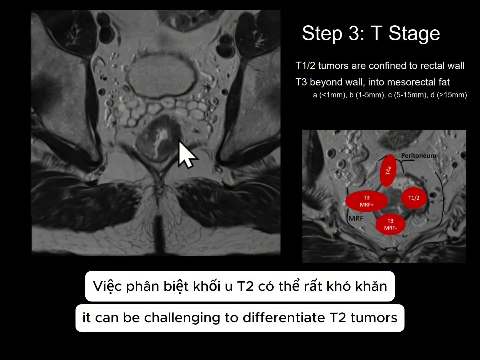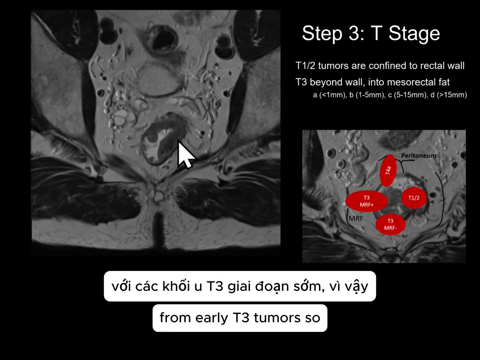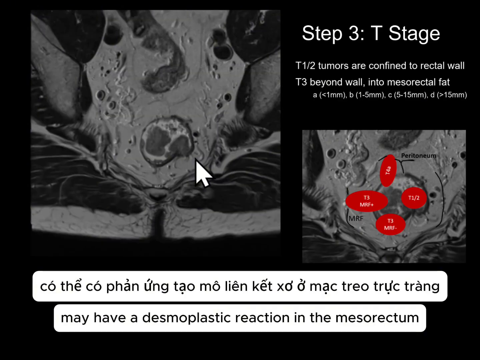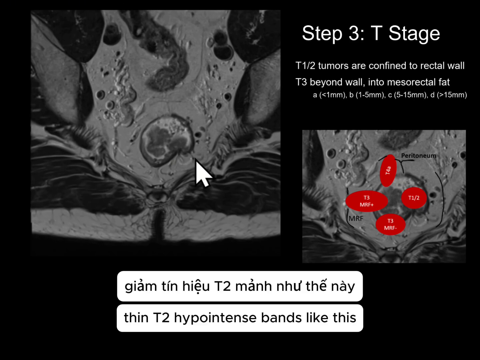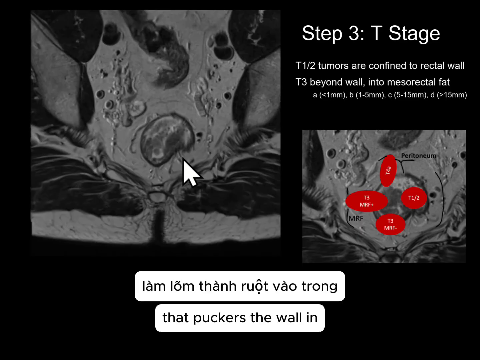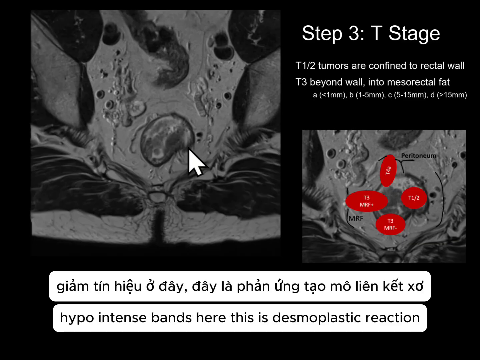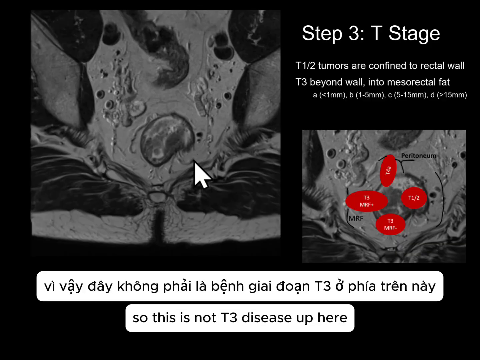It can be challenging to differentiate T2 tumors from early T3 tumors. So T2 tumors may have a desmoplastic reaction in the mesorectum adjacent that appears as linear, thin T2 hypointense bands like this. So for example, this is a polypoid lesion here that puckers the wall in, and you can see all these very thin T2 hypointense bands here. This is desmoplastic reaction and is not nodular tumor beyond the wall. So this is not T3 disease up here.